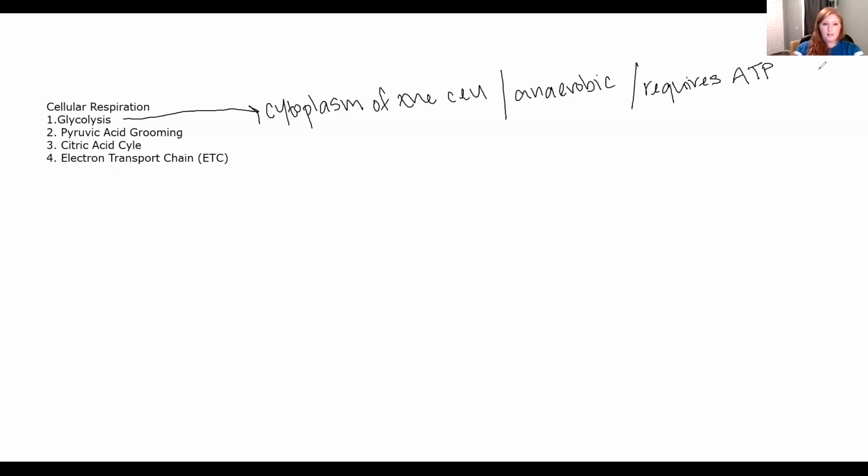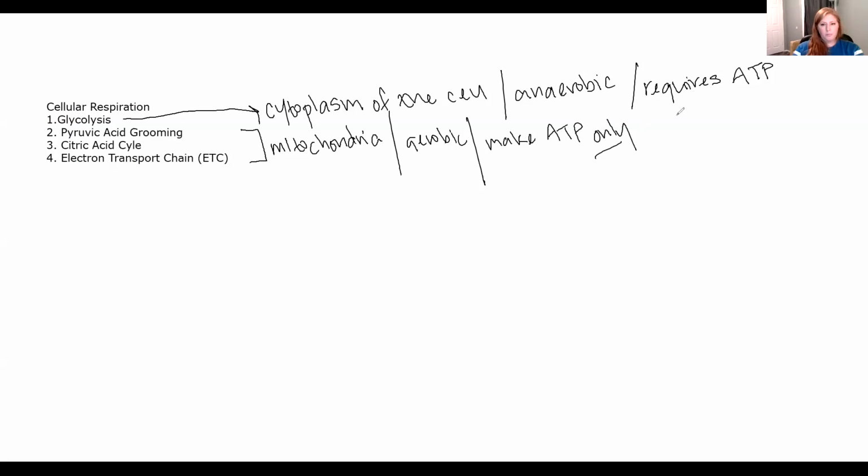And that's unique to this step, as are these other parts, because these are going to be happening in the mitochondria, are aerobic, and make ATP. I say make ATP only because in glycolysis you're going to get a little bit of ATP out of it, but you have to put energy into it first.